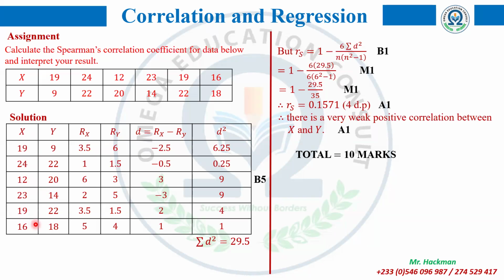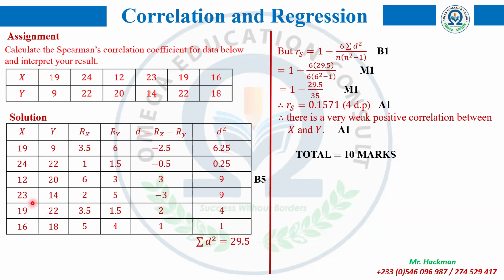So if you come to the X, the bigger number is 24. So 24, you have only one. You assign 1 to it. That's the biggest number, so the first number. Then we come to the next one, which will be 23. You have only one 23, so you assign 2 to it. The next one will be 19.